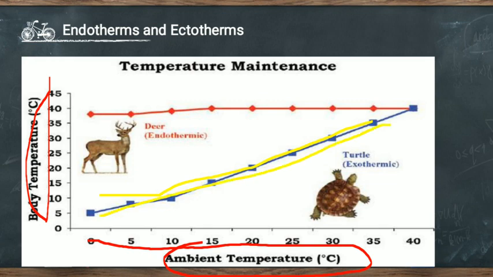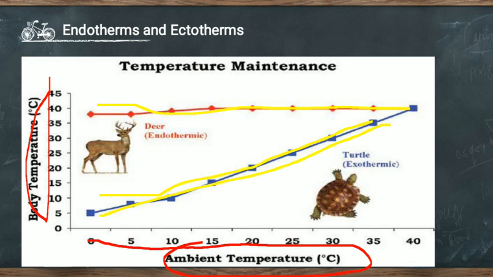Whereas for the endotherms, they maintain a constant body temperature despite the fluctuation of the environmental temperature. And one of the advantages of being an endotherm is that such organisms are able to exploit different geographical environments. They can live in very cold environments as well as in very hot environments, because they can simply regulate their core temperature.